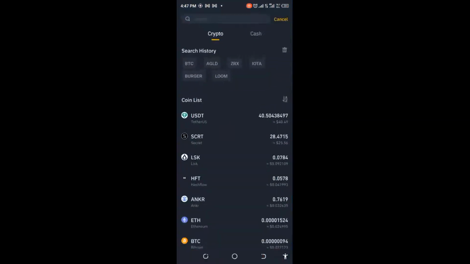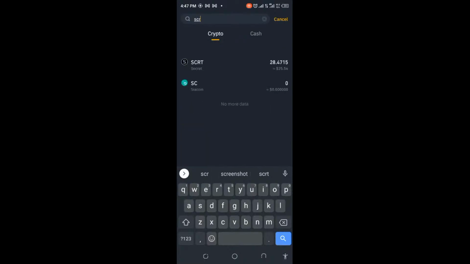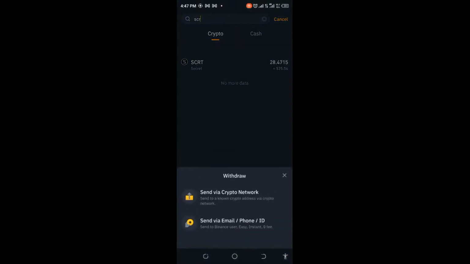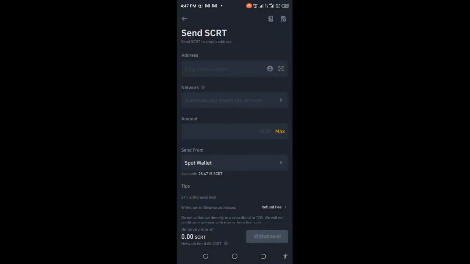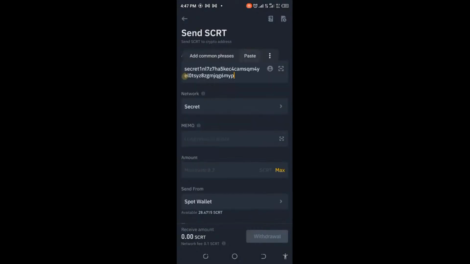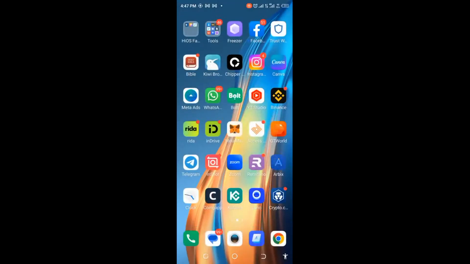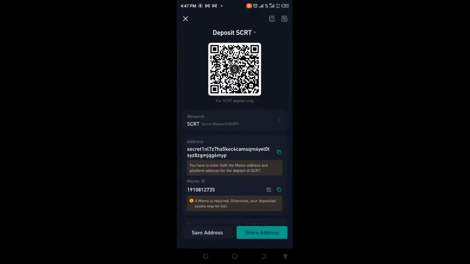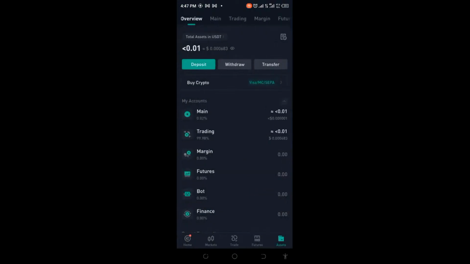Okay, so let's put that there. So we are going to withdraw this. We are withdrawing SCRT. As you can see, the amount is there, so we just have to put in the address, and then we also need to put in the tag. Okay, let's check what the tag is telling us. So we need to go over here quickly.